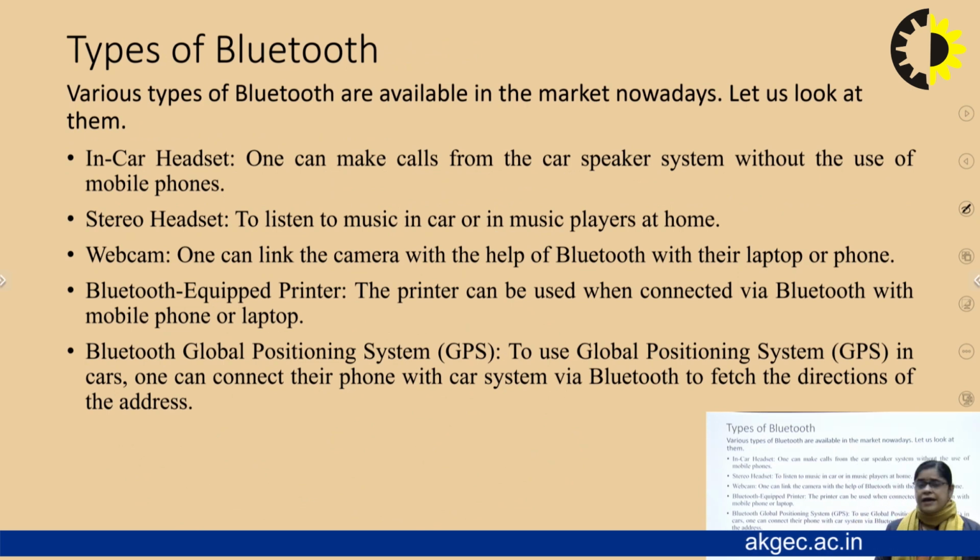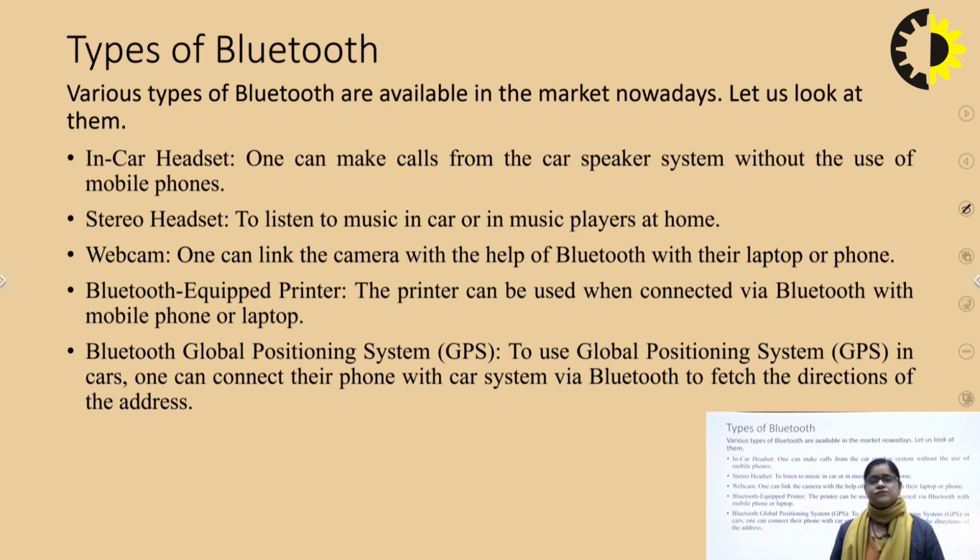Now, we have discussed what Bluetooth means and the two types of networks that we use in Bluetooth. Now we are going to discuss the types of Bluetooth. There are various types of Bluetooth devices available in the market. The first one is the car headset. With a car headset, one can make calls from the car speaker system without using the mobile phone, because we have connected the mobile phone with the car using this Bluetooth connection.